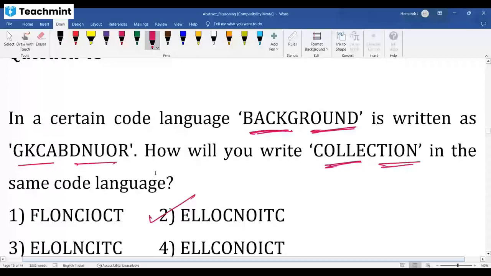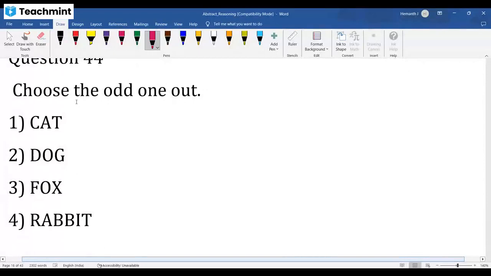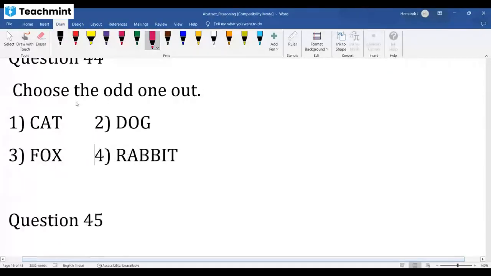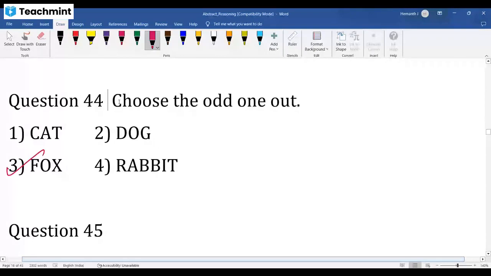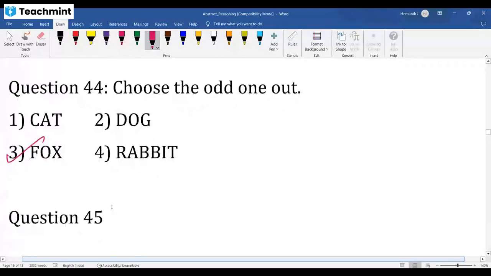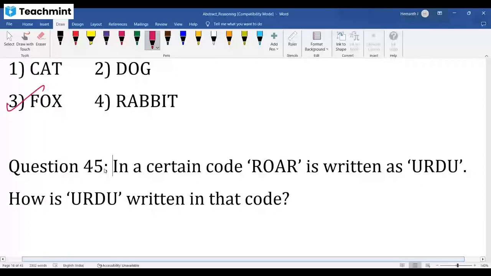Next, odd one out here: cat, dog, fox. Related to animals, you need to learn some inputs. So except fox, cat, dog, and rabbit is correct. Here, odd one out is fox. Related to these animals, we need some general knowledge. They're asking questions like this. So please work on animals and their young ones' names.